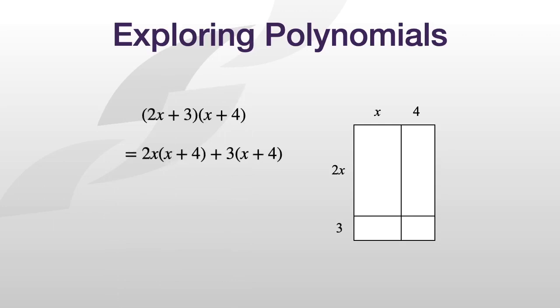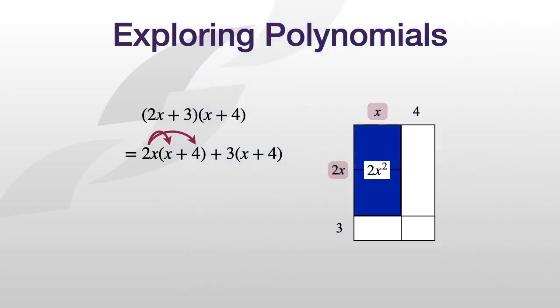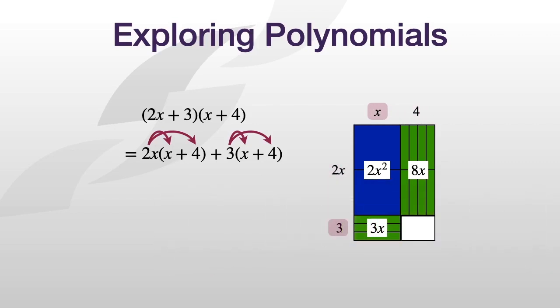The 2x from the first binomial is distributed across both x and 4. 2x times x is 2x squared. 2x times 4 is 8x. Similarly, 3 is multiplied across both x and 4. 3 times x is 3x, and 3 times 4 is 12. Each term of the first polynomial is multiplied by every term of the second.